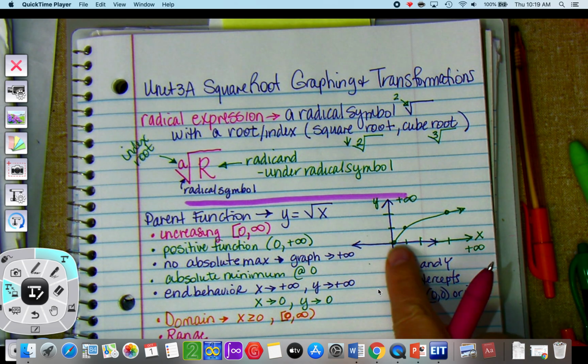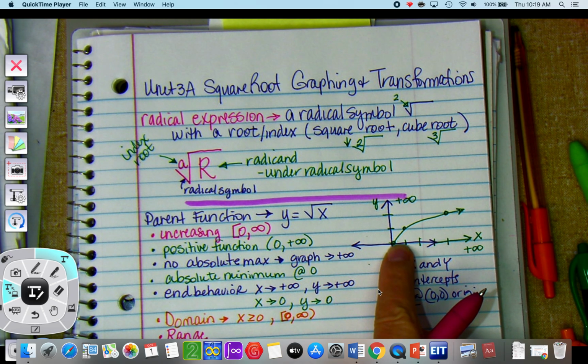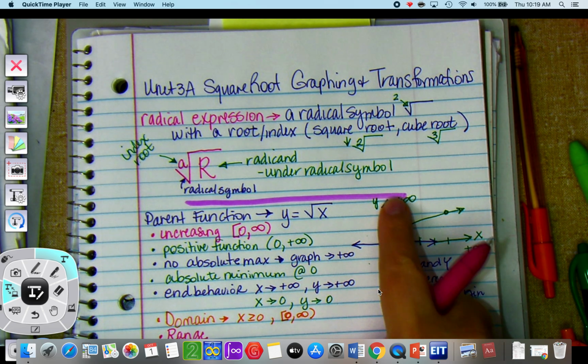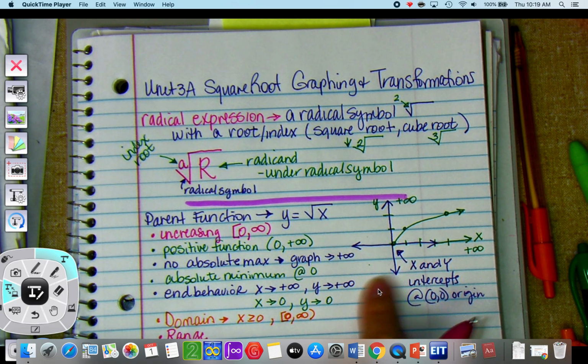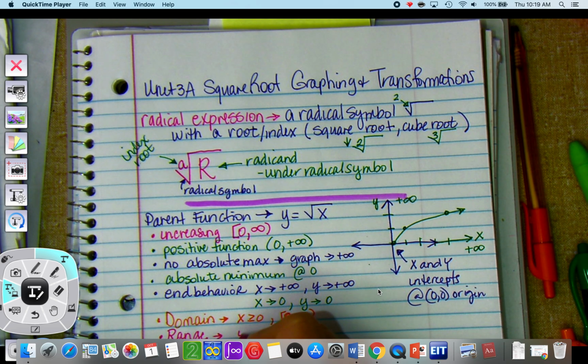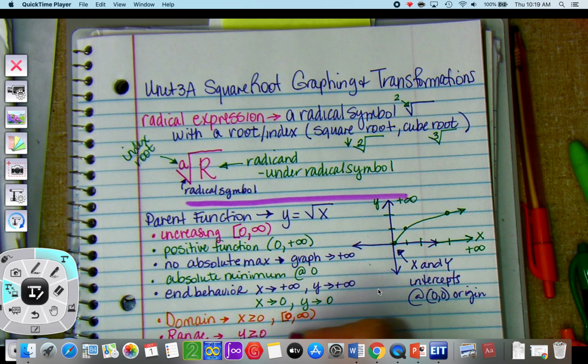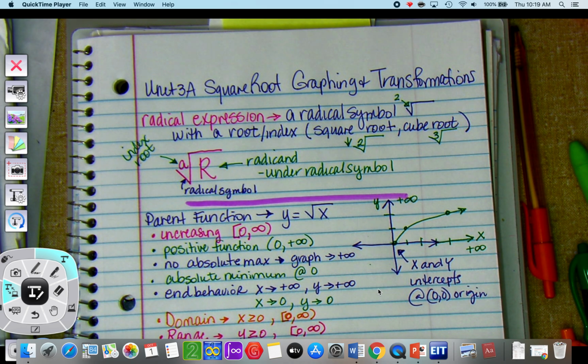And then your range, which refers to your y values. So you can look at this function right here. All of our y values are also above the x-axis there, so they're all positive, so there's nothing below it. So all of our y values also have to be greater than or equal to 0, which is the same as the domain values.